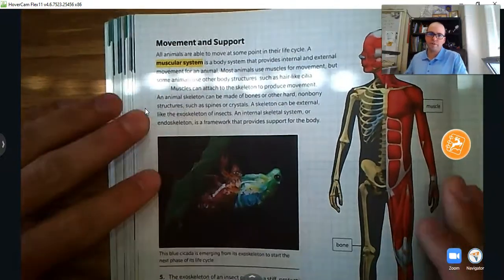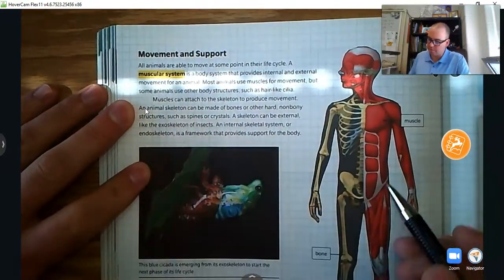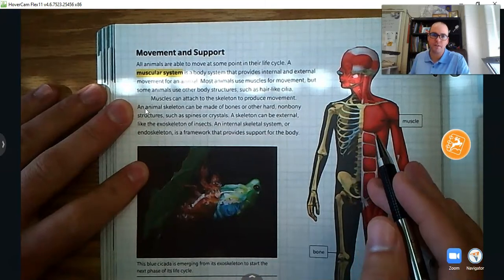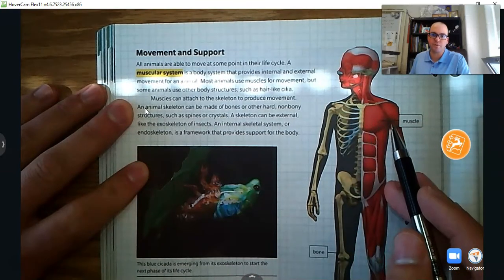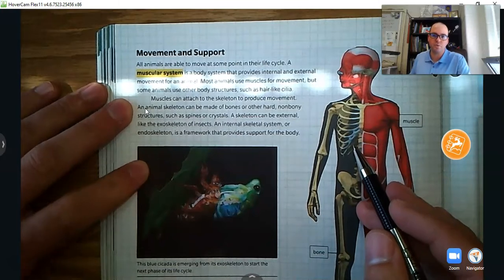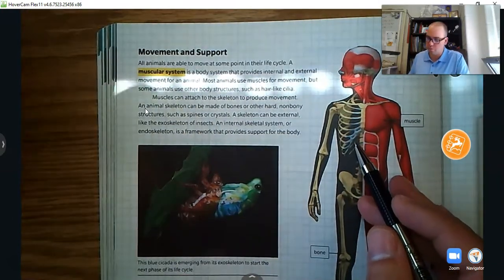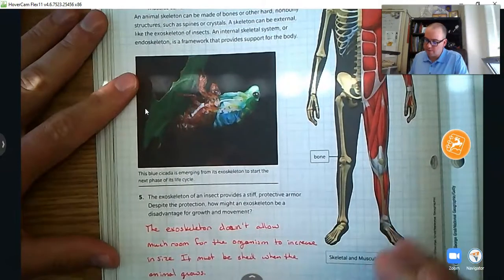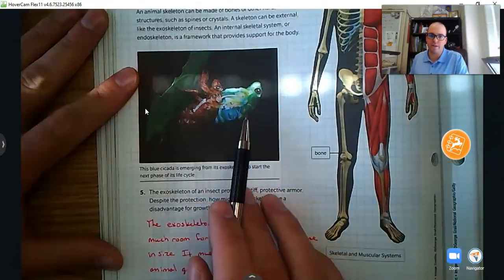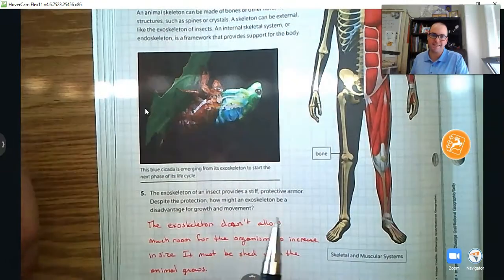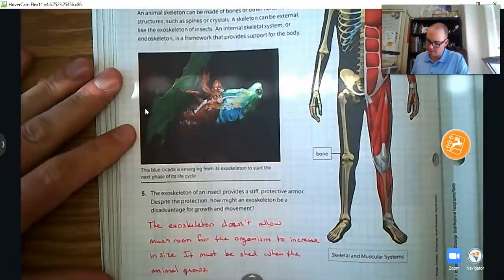Different systems can also provide movement and support. Your muscular system works with your skeletal system in a human to help provide support as well as movement. Your muscles pull against bones to move those bones and then eventually move you. Insects have this too. The muscles attach to their exoskeleton. Their skeleton is on the outside instead of the inside. You have an internal skeleton, while insects have what we call an exoskeleton.